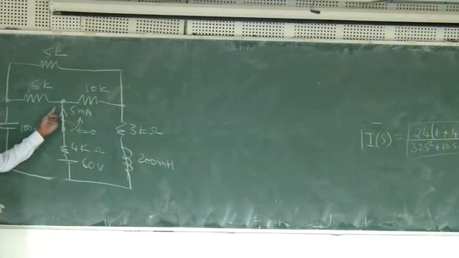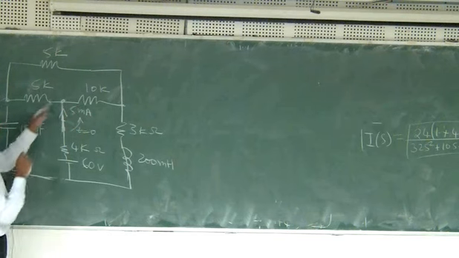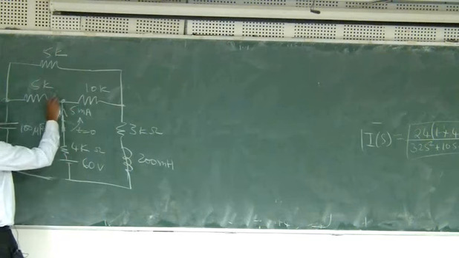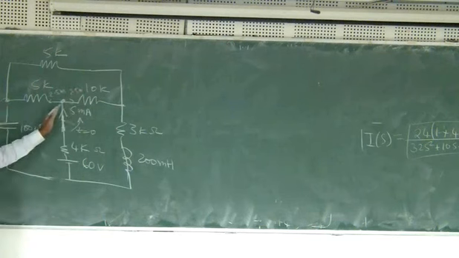Then the question is how much will go left and how much will go right. So because this is 10K and this is 10K, it will divide half. Okay. So this is 2.5 milli, 2.5 milli. Okay. Now if 2.5 milli is going this way, how much is the voltage drop in this?